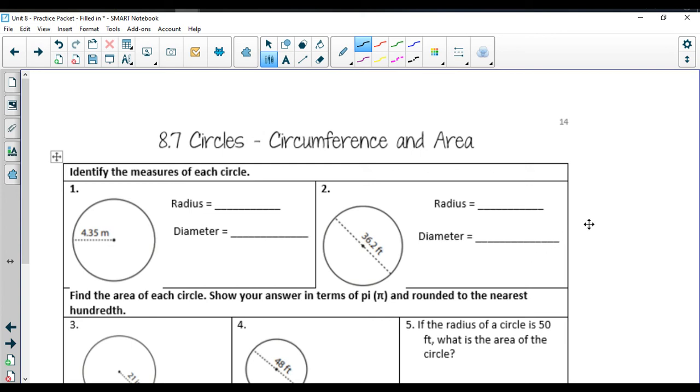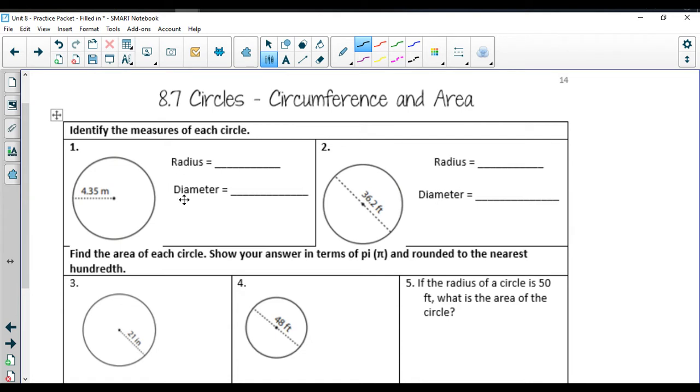Lesson 8.7, we were talking about circles. This is your practice packet starting on page 14. In 1 and 2, we're just going to identify the measures of the circle. So for this one, my radius is 4.35 meters. To get the diameter, I'm going to double this one.